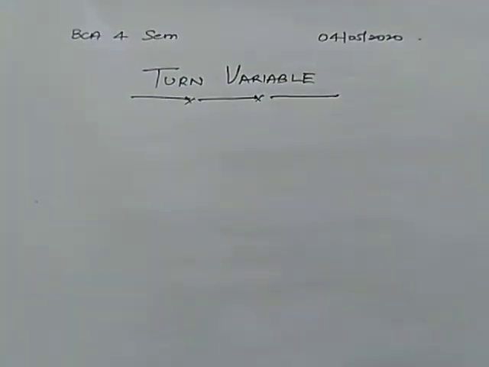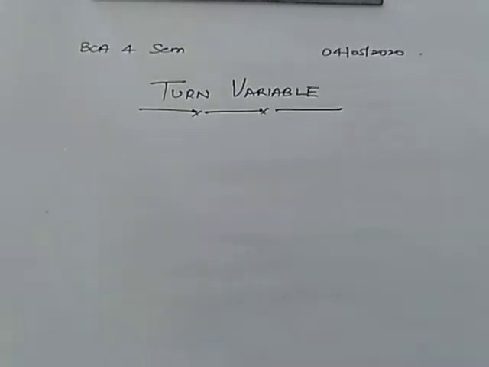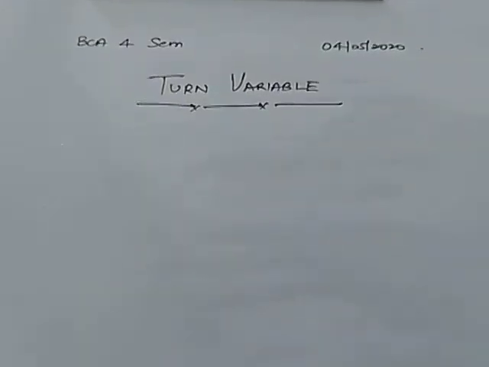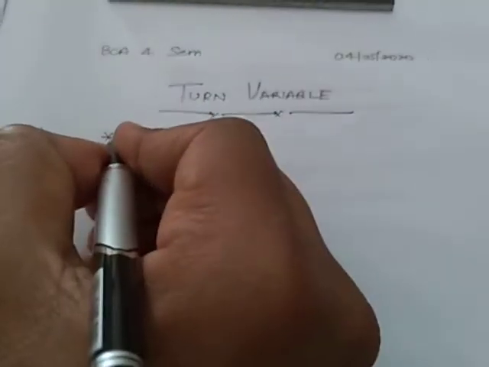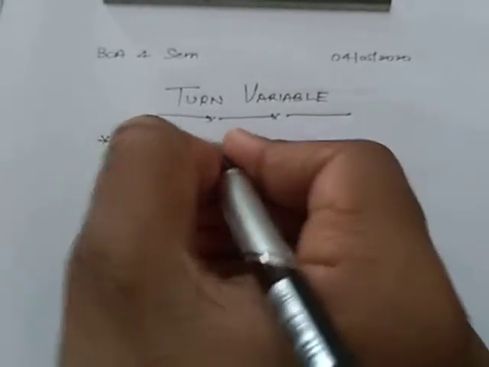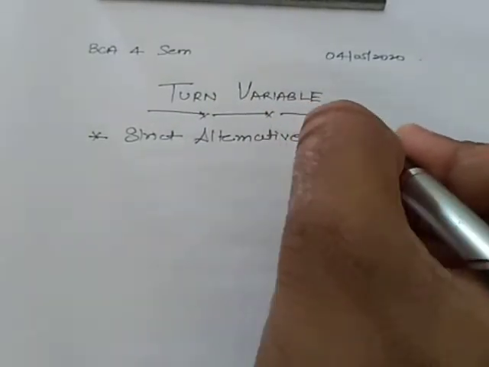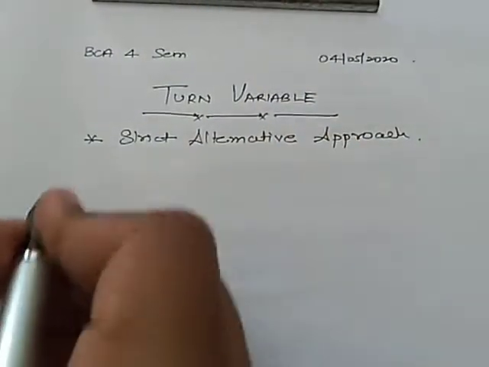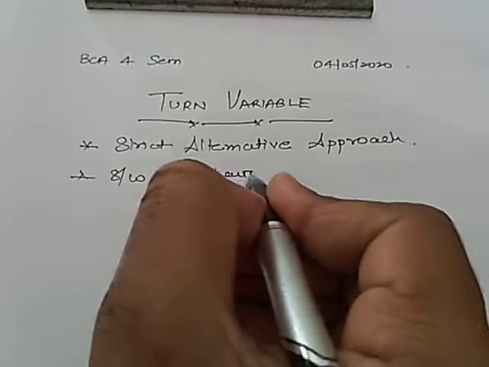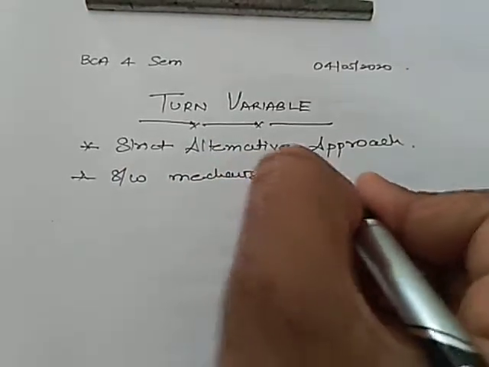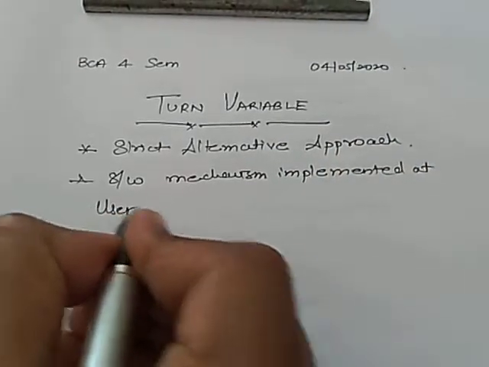Yesterday we discussed the lock variable, a synchronization mechanism. Today we will study the turn variable mechanism of synchronization. The turn variable is also known as a strict alternation approach, and it is a software mechanism implemented in user mode.